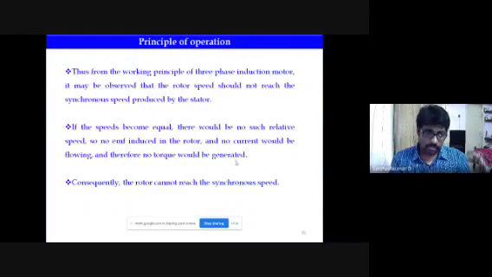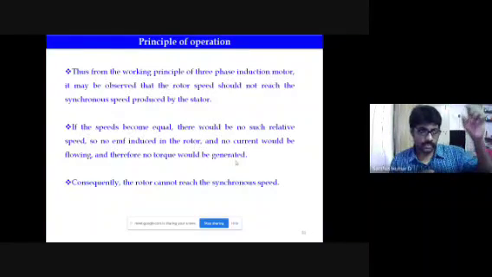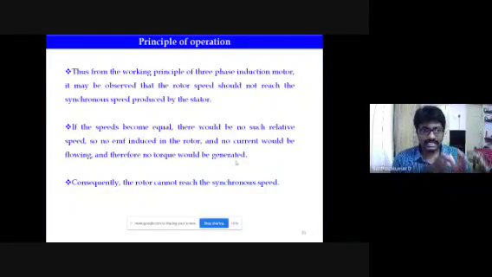We know what synchronous speed is. Whenever the AC supply is given to the stator winding, a rotating magnetic field rotates at a particular speed. That is called the synchronous speed. So if the rotor speed is equal to the synchronous speed, the motor would not be able to run. The motor will not be able to rotate.